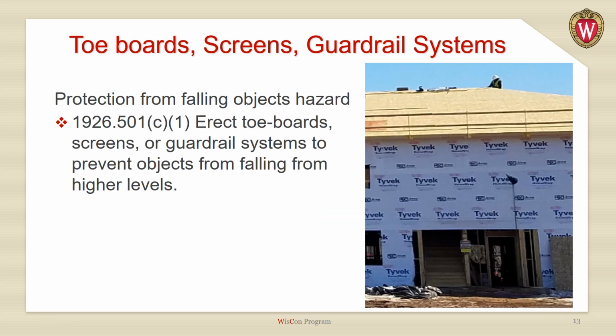Whenever there's a possibility for objects such as tools and materials to fall on workers below, guardrail systems must include toe boards and/or screens to prevent objects from falling from higher levels. Screens must be high enough to prevent stacked materials from falling, and any openings must be small enough to prevent passage of falling objects.